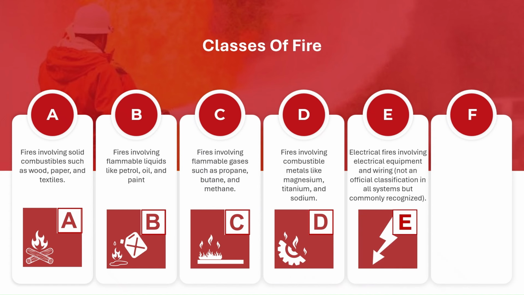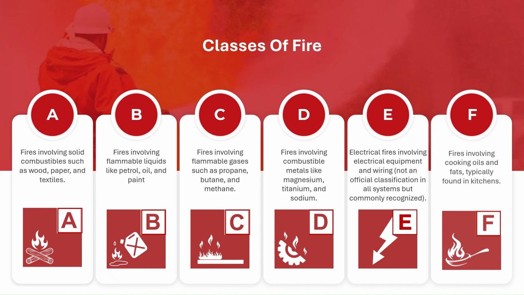Class E fires involve electrical equipment and wiring. Not an official classification in all systems but commonly recognized. Class F, fires involving cooking oils and fats typically found in kitchens. Knowing these classes is vital because using the wrong extinguisher can be ineffective or even dangerous.